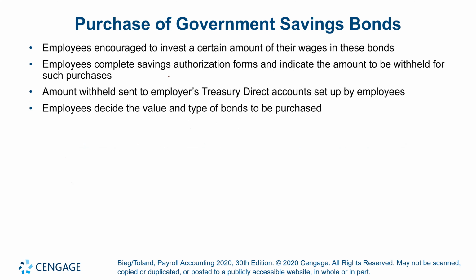Okay, purchase of government savings bonds. Employees are encouraged to invest a certain amount of their wages in these bonds. Employees complete savings authorization forms and indicate the amount to be withheld for such purchases. The amount withheld is sent to employees' TreasuryDirect accounts set up by the employees. Employees decide the value and type of bonds to be purchased.